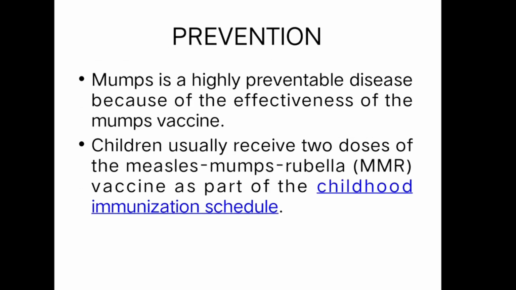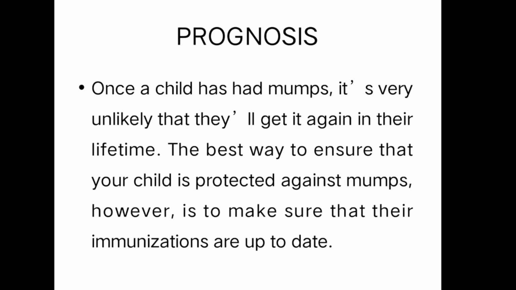Next is prevention. The main prevention for mumps is vaccination. We have to administer 2 doses of MMR vaccination as per the national immunization schedule. This is the main preventive measure. Another preventive measure: if we find a child with mumps, we have to prevent other children from playing with that infected child for a particular period of time. Next is prognosis. If a child is affected with mumps, they will not get mumps again in their lifetime.